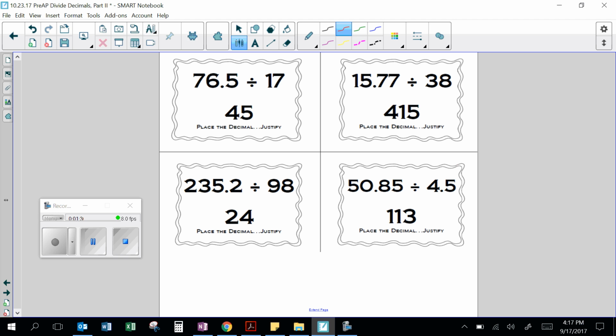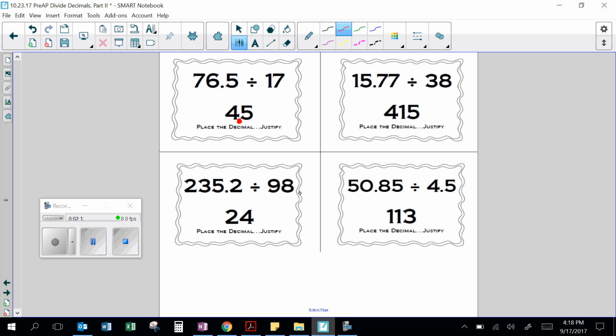So each person will be getting a card, and you are going to try to figure out where the decimal point should go and justify it. So let's look at the first one. Let me use 17. How many 17s go into 76? Would it go 45 times? No. Would it go about 4.5 times? 17, 17, 17, 17. That'd be 68. So it goes in about 4 times, 4.5 times.